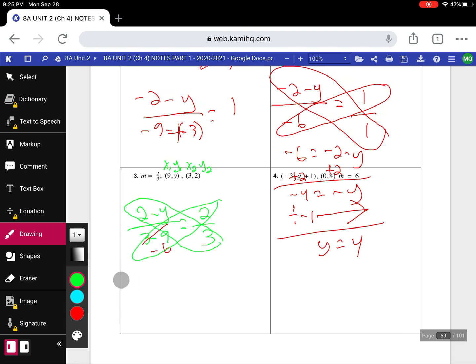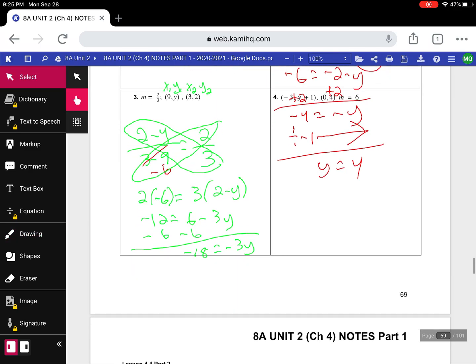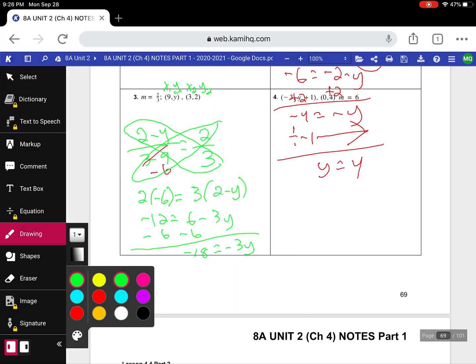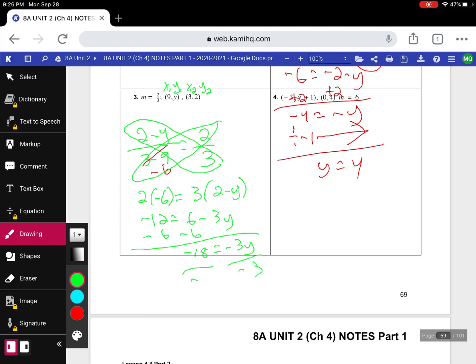Multiply this way. Multiply this way. 2 times -6 equals 3 times 2 minus y. Okay, I get -12 equals 6 minus 3y. I will subtract. Now it's simple multi-step equations. We've got -18 equals -3y. We're going to divide. Sorry, I'm changing my pen here. We're going to divide by -3. And we get y equals a +6.